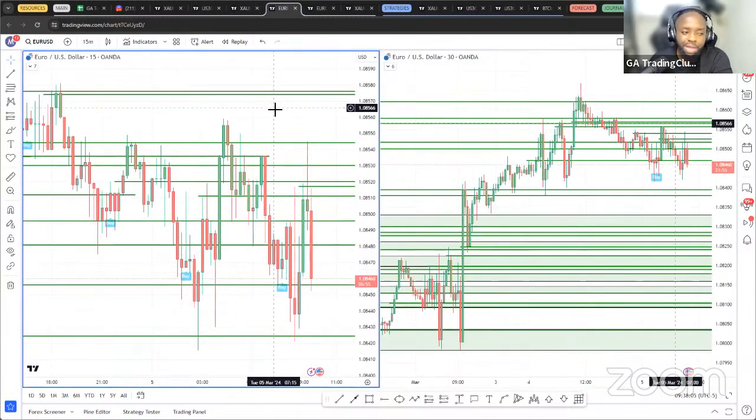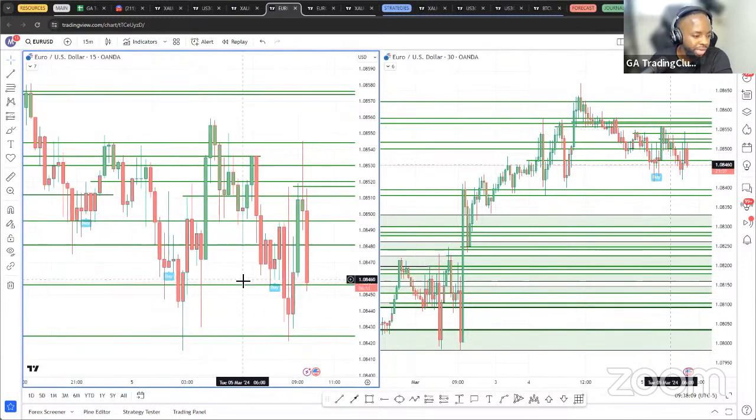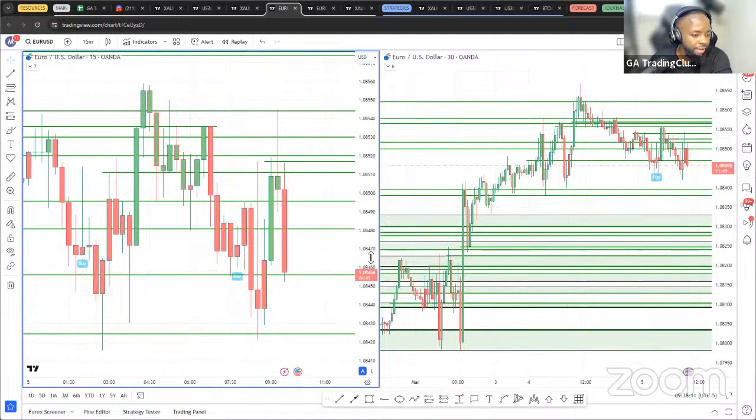EU just ends up having too many SAR zones, so it gets a little too complicated even marking it up. Hello, can you hear me?